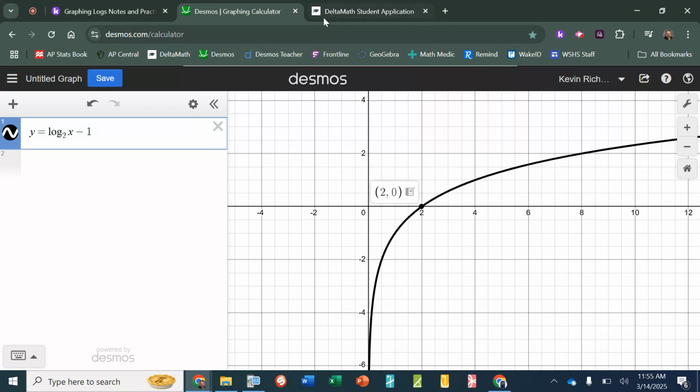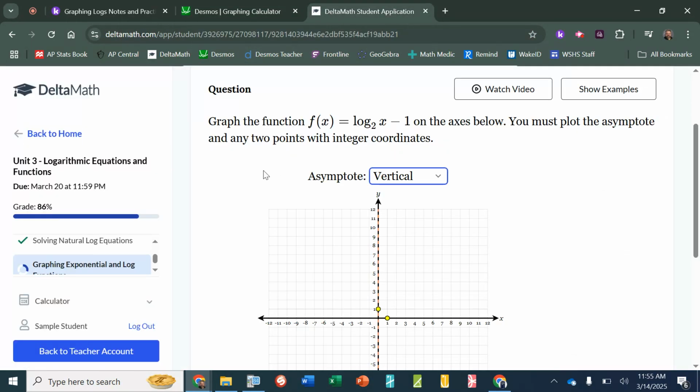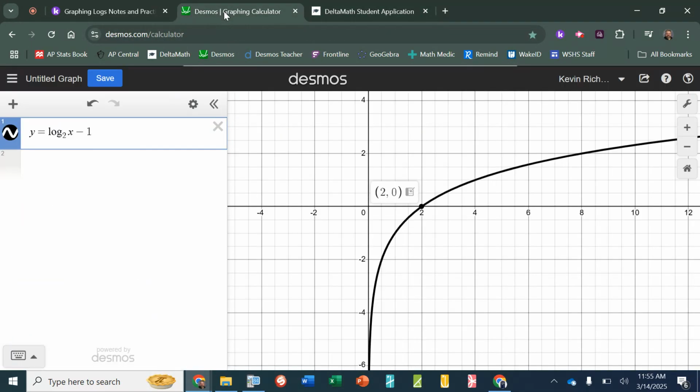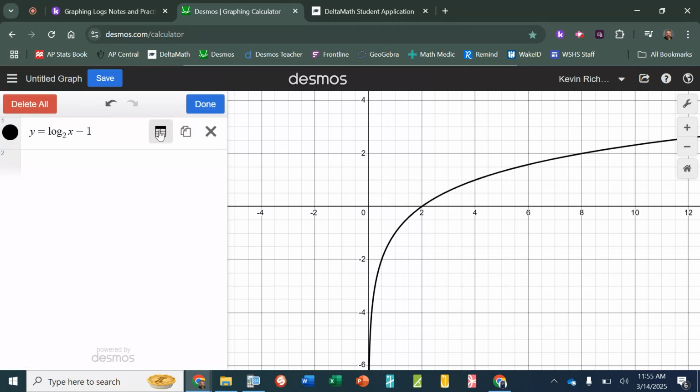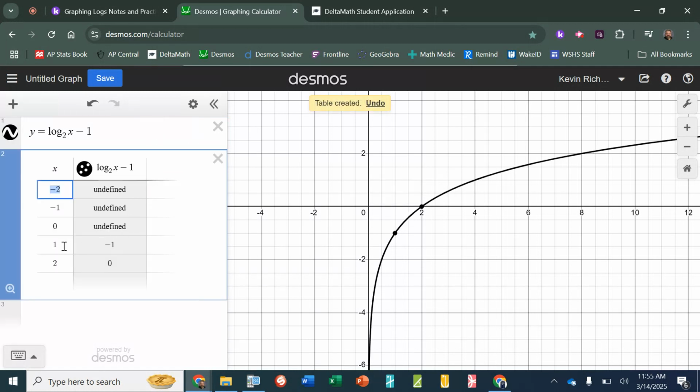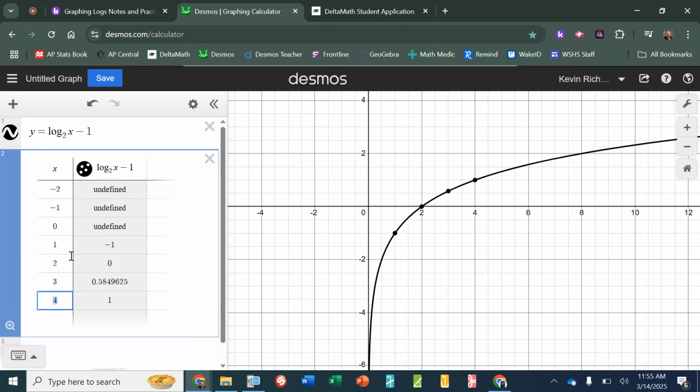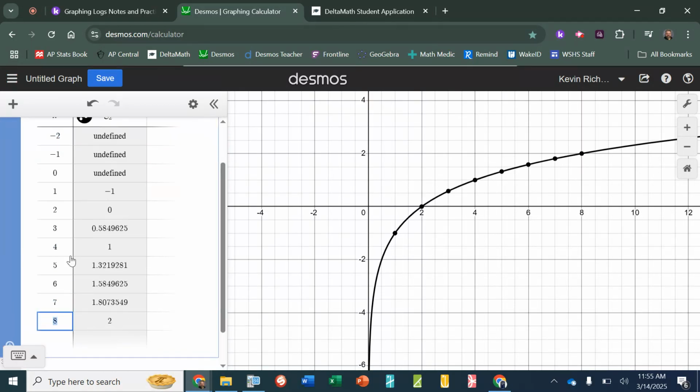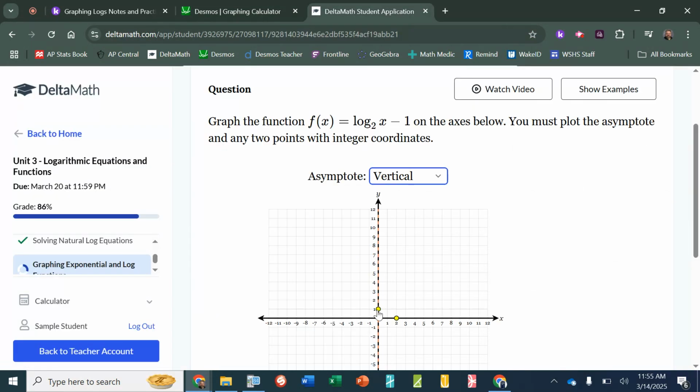We're going to talk transformations tomorrow when I get back. So we've got that asymptote. This has been moved to 2, 0. Let's pick another point. Let's find a table of values. So I've got 1, negative 1. Let's see if I can get something else as well. I've got 4, 1. I've got 8, 2. So let's use 4, 1. I'm going to come over 4 and 1.